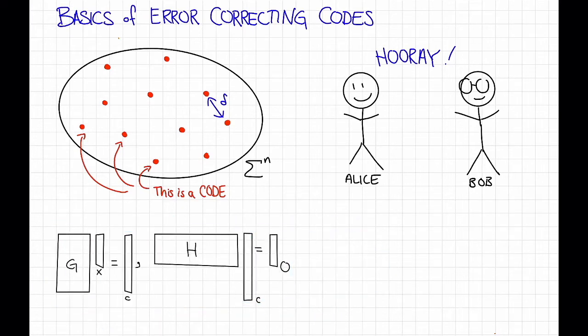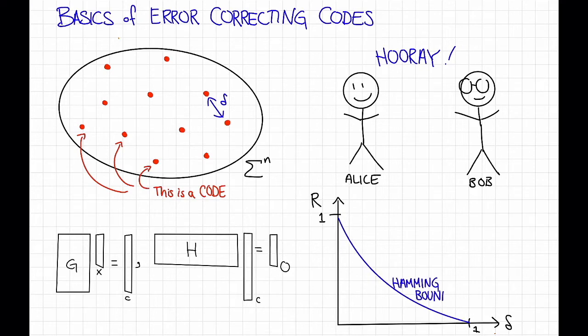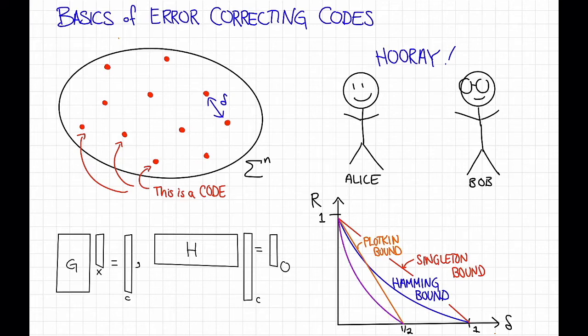We also talked about the fundamental trade-offs between rate and distance of a code. And we saw lots of bounds, like the Hamming bound, the Plotkin bound, and the Singleton bound, which were all impossibility results. And we saw some possibility results, like the GV bound and the Zyablov bound. Altogether, this told us a lot about the best trade-offs between the rate and distance for different codes.